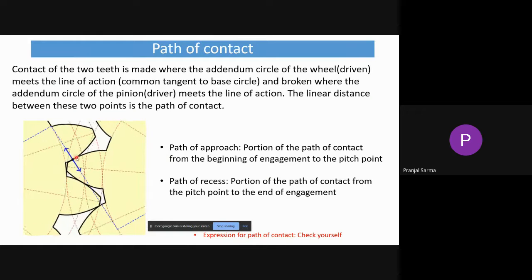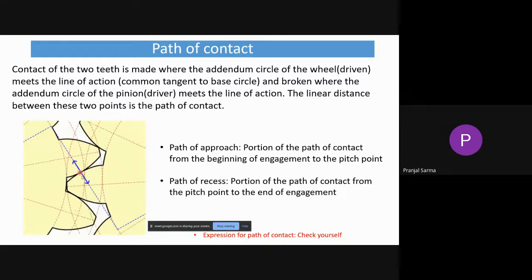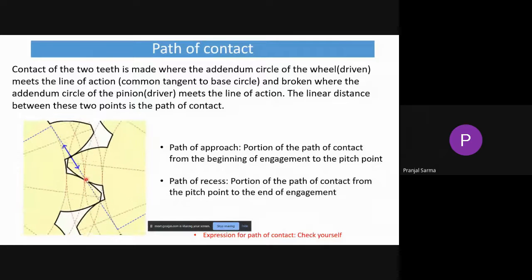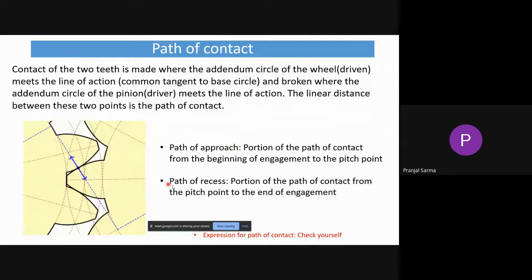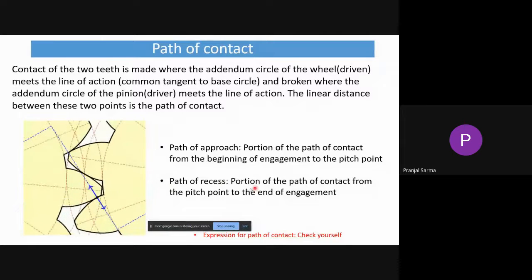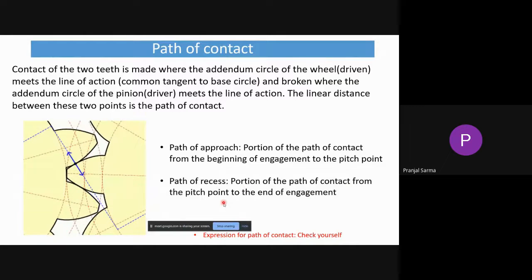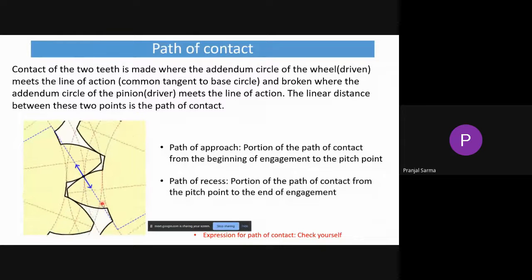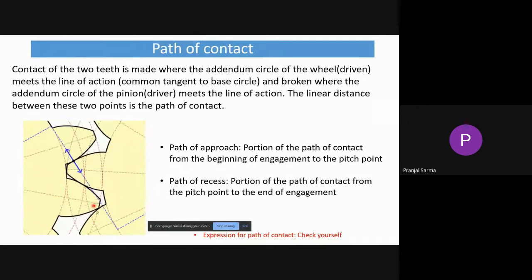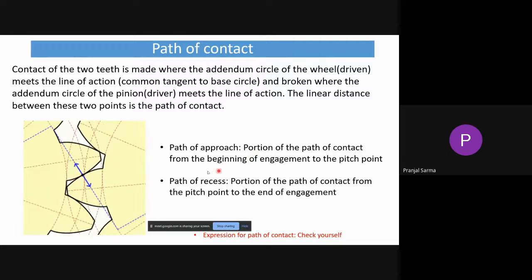So first half, from the starting of the contact when it gets established up to the pitch point portion. So that is the path of approach, the initial portion. And next the path of recess is there. This is the portion of the path of contact from the pitch point to the end of engagement. That means the later half up to the end of engagement is the path of recess. So path of approach plus path of recess will give you what?